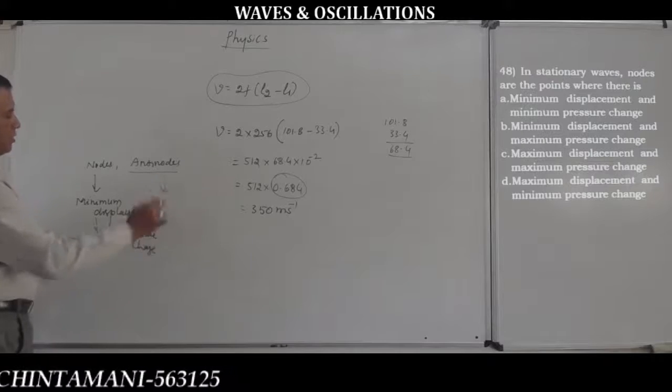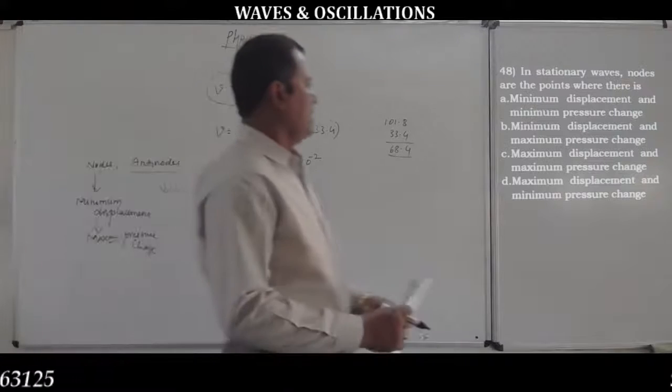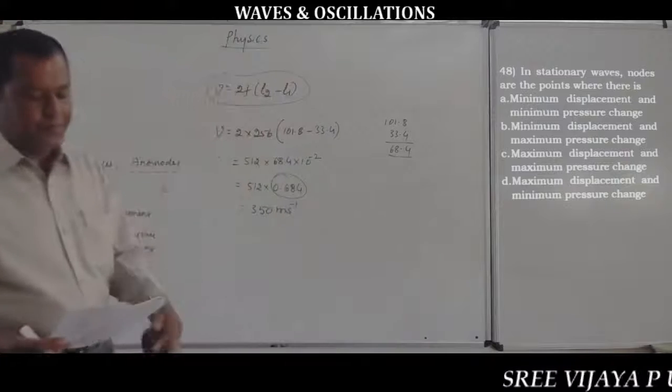In an antinode, it is quite vice versa. Maximum displacement and minimum pressure change. Therefore, the correct option is B for question number 48.